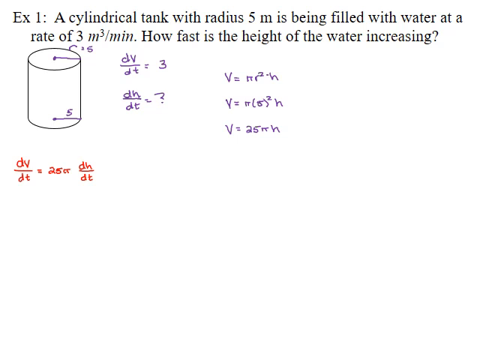Your job now is, since we're looking for dh dt, you should know every other value. We know that dv dt is 3, so 3 equals 25 pi times dh dt. And if you divide both sides by 25 pi, you can say that 3 over 25 pi is equal to dh dt. That is the rate at which the height is increasing as you are pumping this water in. And that's it. But that is the idea of related rates.